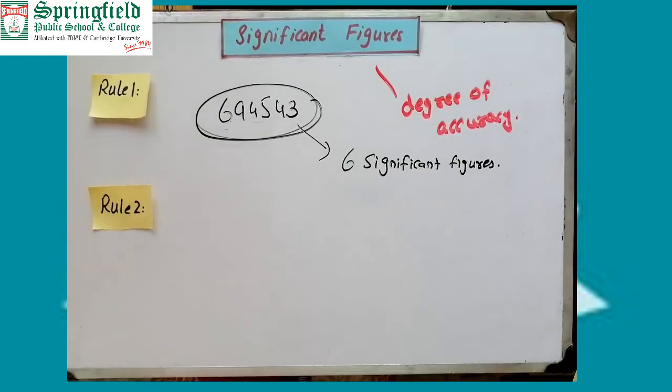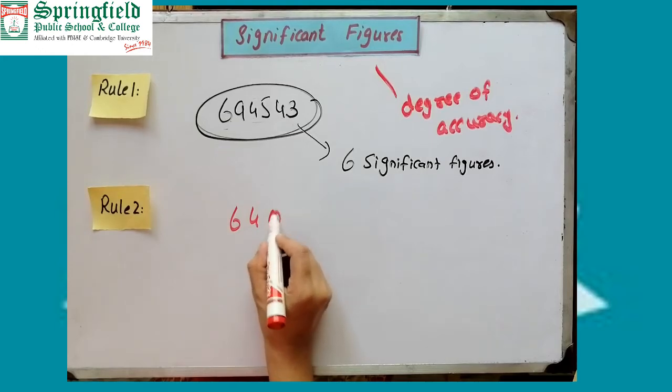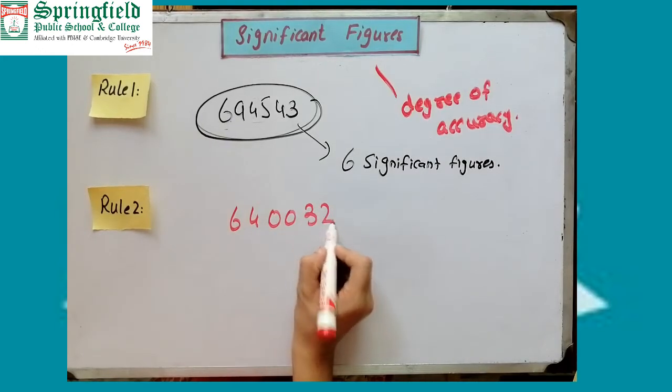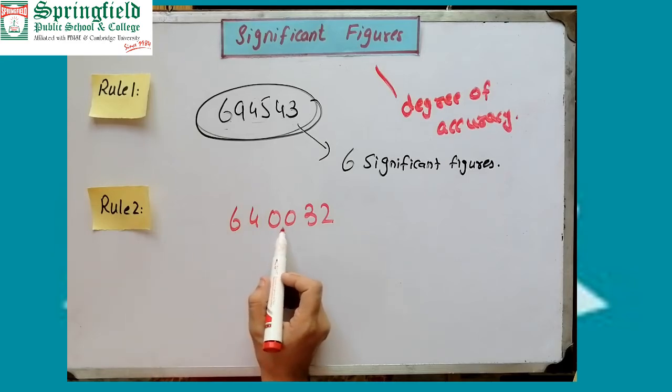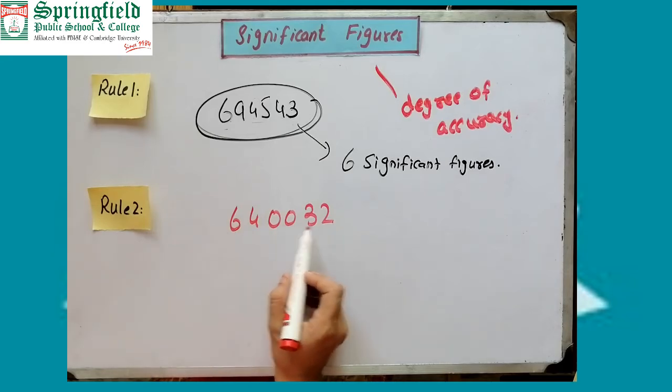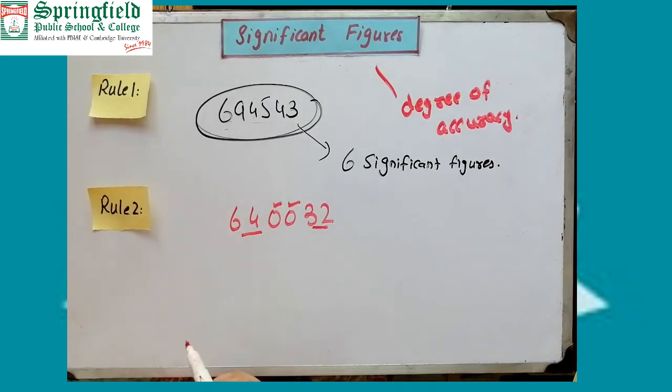they are saying that all zeros between non-zero digits are significant. So let a number be 640032. So second rule, all the zeros between the non-zero digits are significant. So it means these zeros are significant.